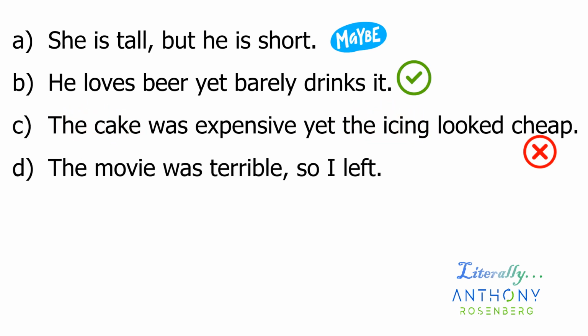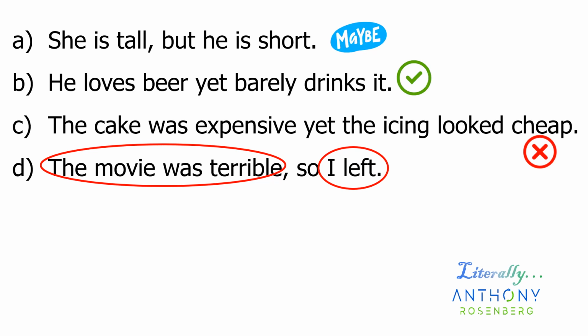Letter D: the movie was terrible, so I left. Remember, for the word "so" to be a coordinating conjunction, it needs to mean "therefore". Let's try it with "therefore". The movie was terrible, therefore I left. Seems to work. The movie was terrible, independent clause. I left, also an independent clause. Joined by a coordinating conjunction, therefore it is correct.